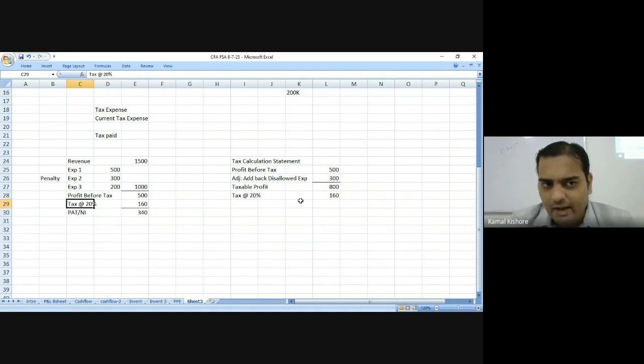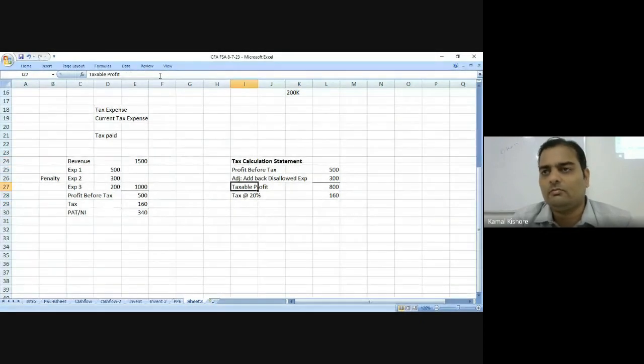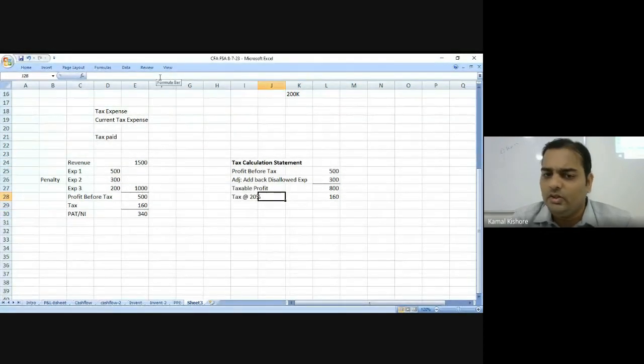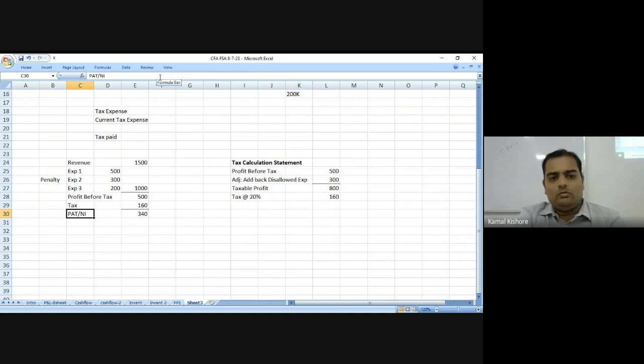So tax, you will not put say tax at 20%. We say tax as per tax statement. Now in this, there are thousands of items that will come. I'm just giving one example. It can be adding also, it can be subtracting, reducing also. It can be either way. Are we getting this? Okay.